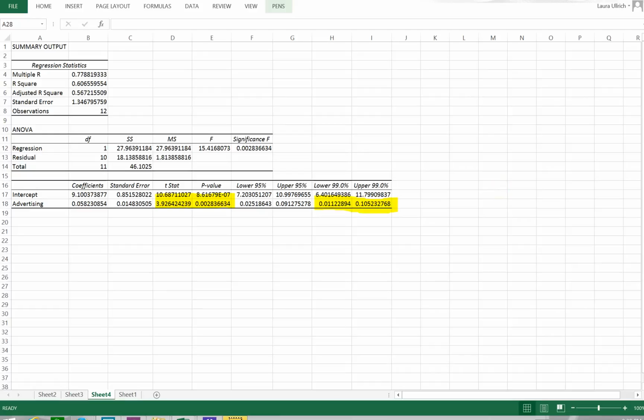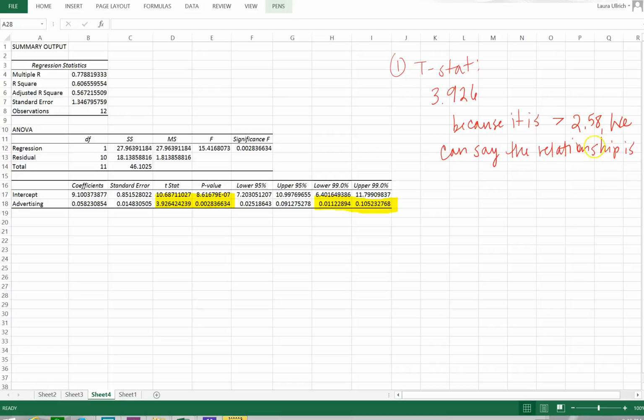Okay? So our 3 methods, the first was the t-stat, right? And in this case, the t-stat associated with beta 1 is 3.926, because it is greater than 2.58. We can say the relationship between advertising and sales, right, is significant at the 1% level. Okay?